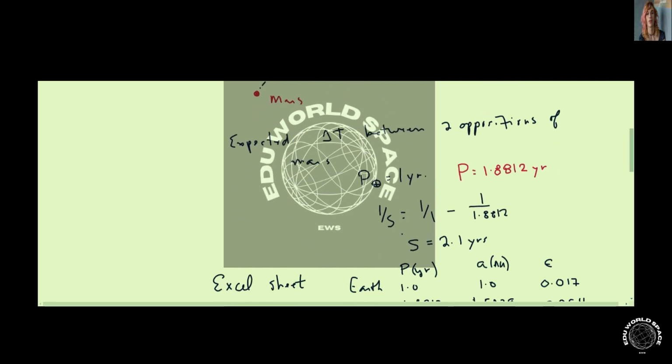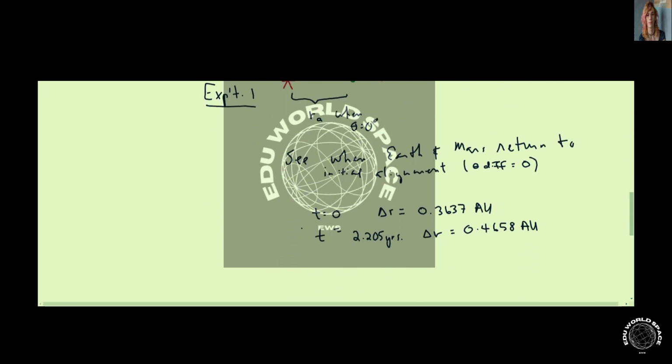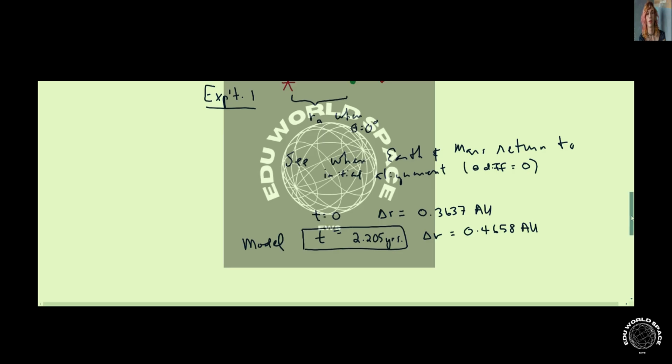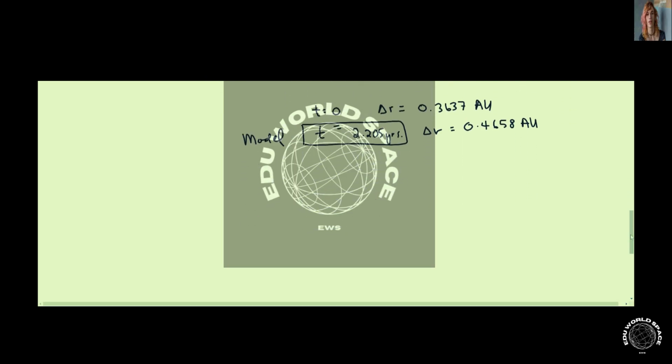There it is. There's the prediction. And here is the model. We should not be surprised that those are not exact, because the formula is true only if you have perfect uniform circular motion, which we do not have.